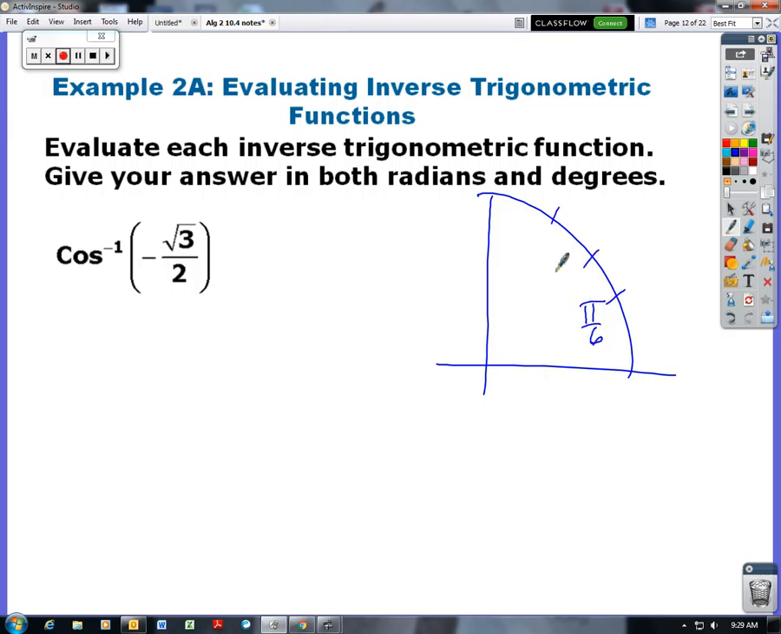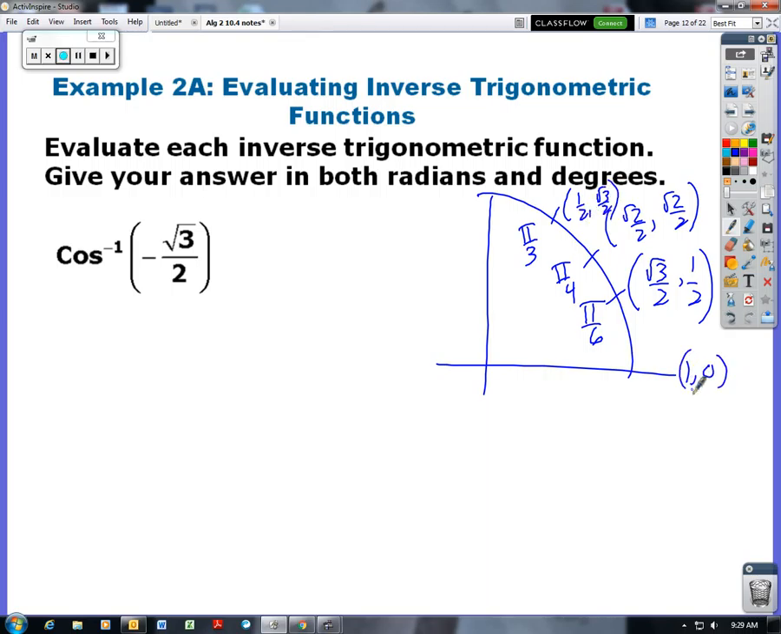Pi over 6. Got to get the brain working here. Draw this thing enough times and you're definitely going to remember it. And then of course, all these others, I'll just put these on. We don't need to repeat the entire thing because if we know these, that's enough to figure out the others.